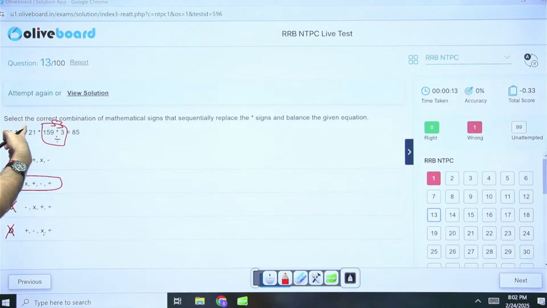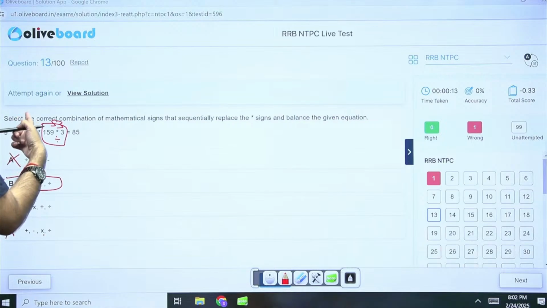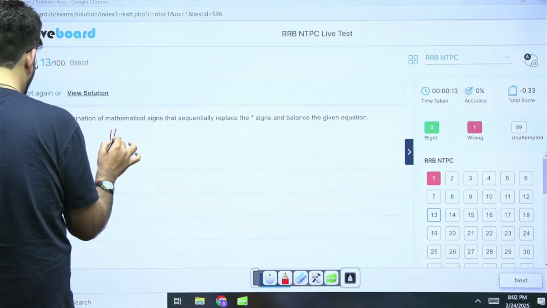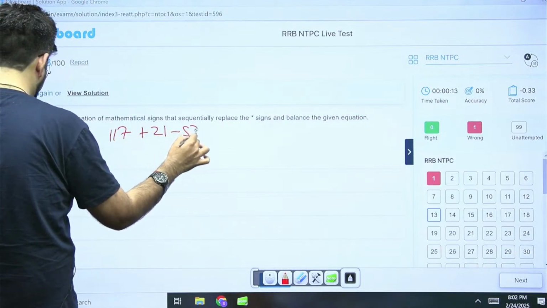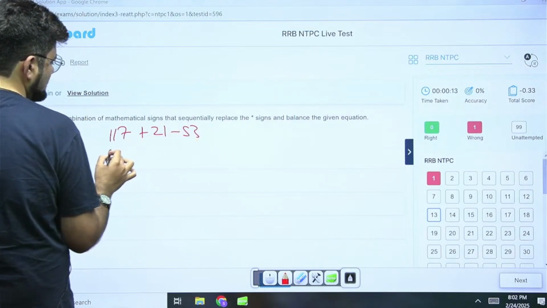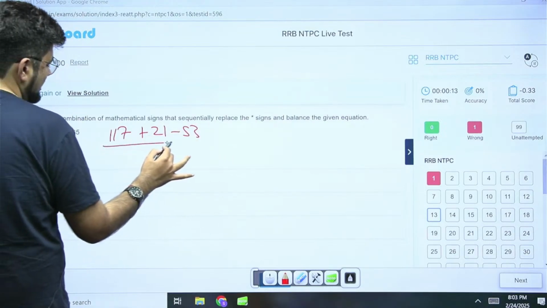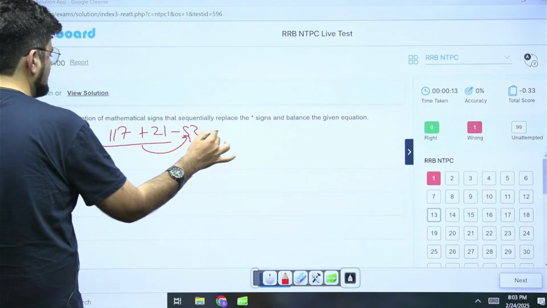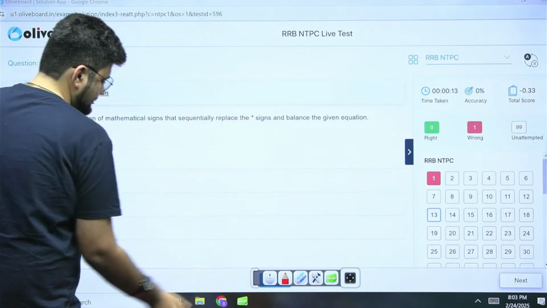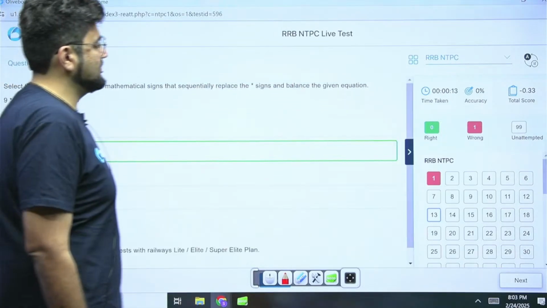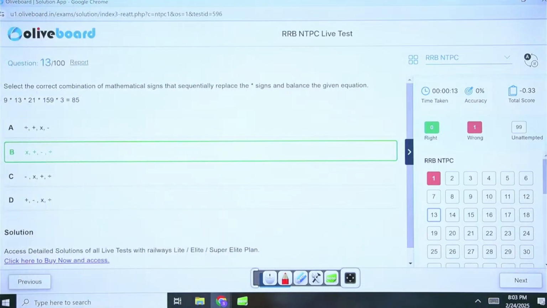Let's check it. 9 into 13 plus 21 minus 53. So this is 117 plus 21 minus 53 should give you 85. Does it give you 85? So this is 138 and 53. Yes, it is 85. Absolutely right. So option B becomes my correct answer. Correct. Next will be question 14.